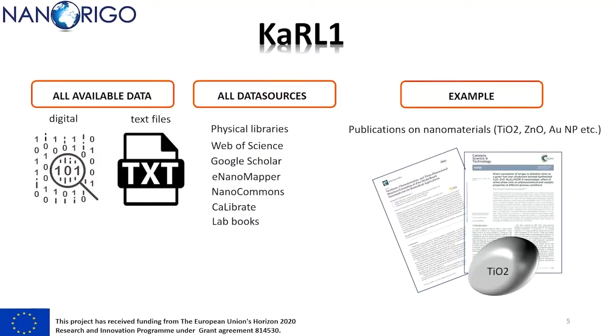KaRL 1 represents all available data in digital form or in text files stemming from all possible data sources, which could be databases or physical libraries, electronic lab books, and so on. One example of KaRL 1 could be publications, let's say, on titanium dioxide.